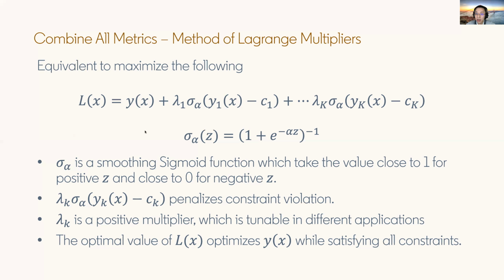Through the Lagrange multipliers, we can combine all the functions into L of X, and thus this is a single objective. Through optimizing L of X, we can guarantee that we maximize Y of X, as well as guarantee that all the constraints are satisfied.